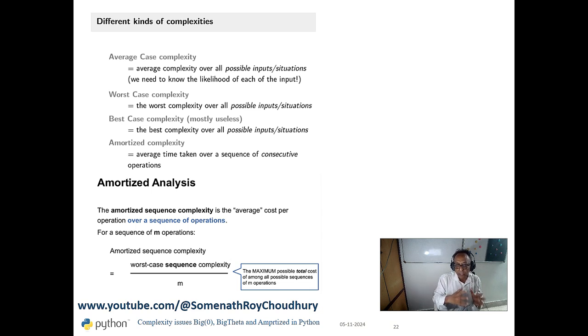So now we can say the amortized cost is not just that 10,000, but the 10,000 and the 2 extra 1000, that is 2000 together, divided by 5 years. That is the amortized complexity. It is a more realistic complexity measure over the lifetime of a particular problem. So this is amortized complexity. It is basically the worst case complexity divided by m operations.